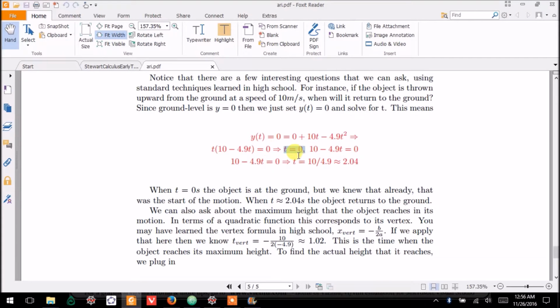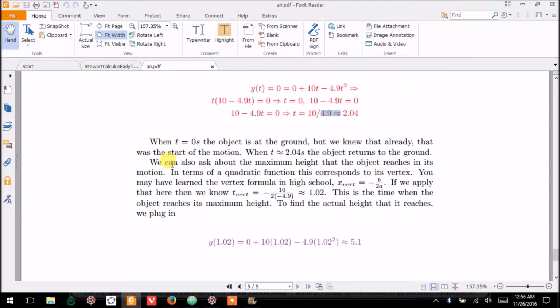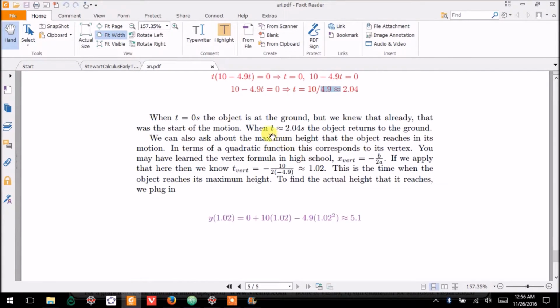One is that t is equal to 0, but we already knew it's at ground level when time is equal to 0. That's when we threw it up from the ground. So that's not the interesting answer here. The interesting answer comes from the other factor, which when we solve is about 2.04. So that's the moment when it returns back to the ground.